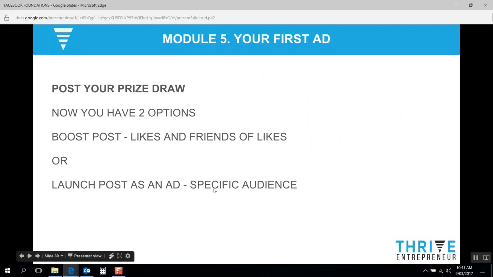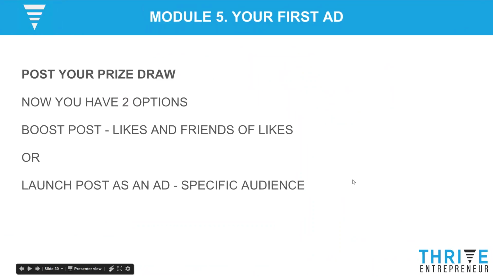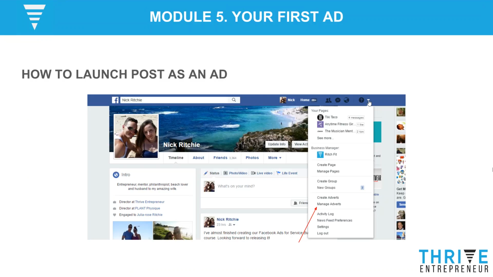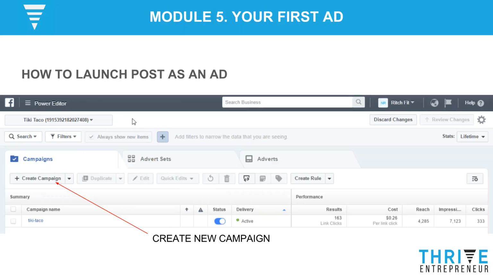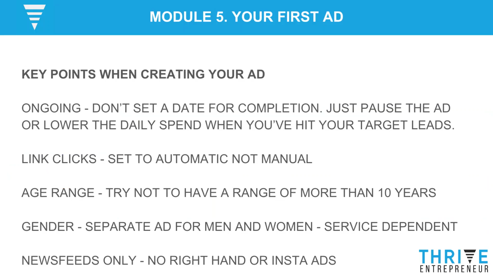So next one is launching the post as an ad and targeting a specific audience. So you want to go into your ads manager through manage adverts, and you want to jump into the Power Editor. Now, usually you really have to be using Google Chrome. I'm not sure why it was letting me use, because I'm using like Explorer Express or something at the moment. I got a new laptop which has got some random stuff on it. It doesn't really like Google Chrome, but so you want to jump into your Power Editor, and you want to go to create new campaign.